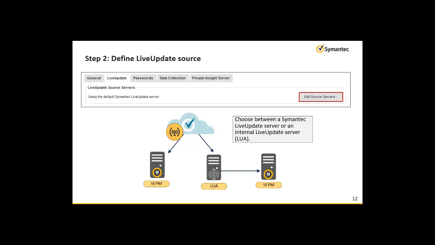Internal Live Update servers are often used in dark networks, where the SEPM clients are not allowed access to the Internet, let's say a public utilities or government environment. When you select Use a specified Live Update server, you must configure the location of an internal Live Update server and edit source servers. You need the following information to communicate with the Live Update server, such as server name, the description, the URL, and username and password if required.